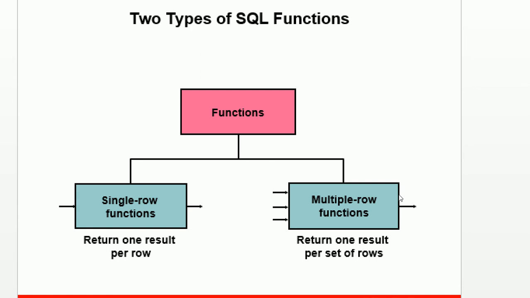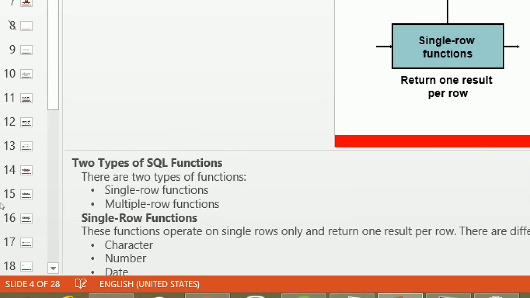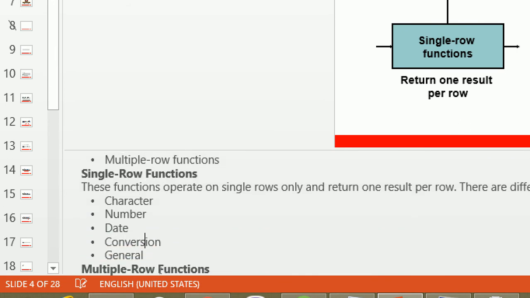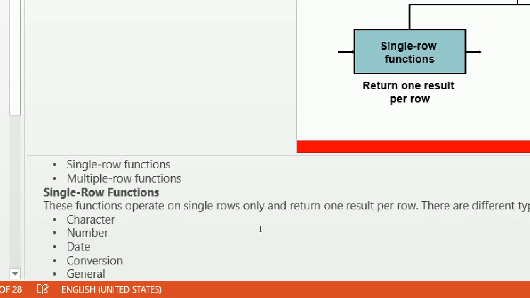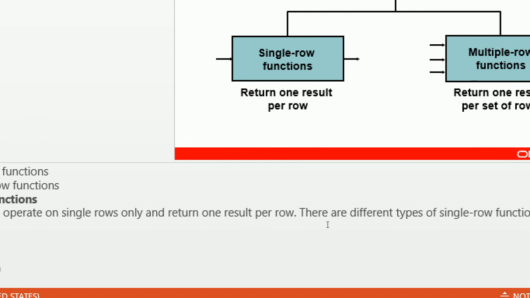In both, output is always 1, one row or single output. If input is 1, that is a single row function. If input is many, that is a multiple row function. You got it? So there are two types of functions: single row and multiple row functions. These functions operate on single rows only and return one result per row.